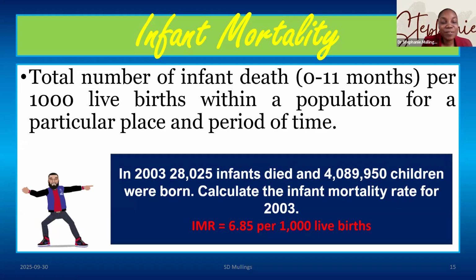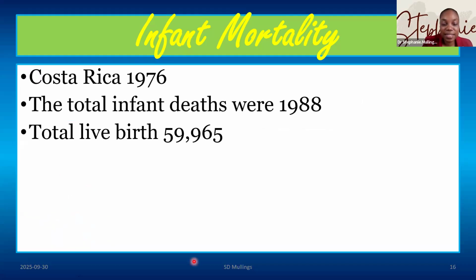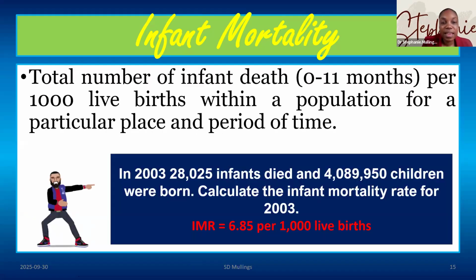So a quick question for you. In 2003, we had 28,025 infant deaths. We had 4,089,950 children born in that time. I want you to calculate the infant mortality rate. Even though the answer is displayed on the screen, I want you to physically attend to it and to do the calculation on your calculator to verify that this response is actually correct.